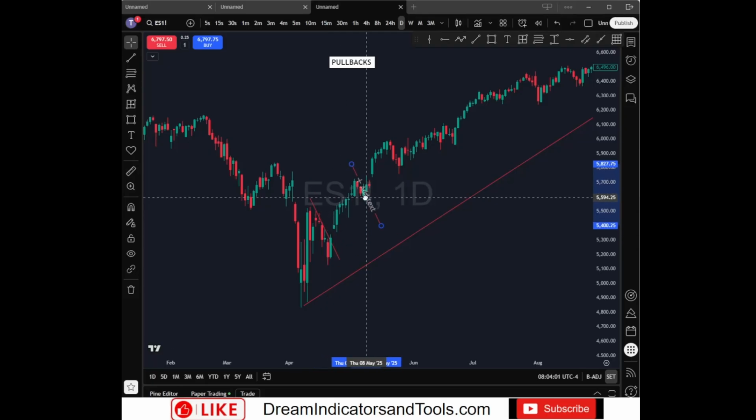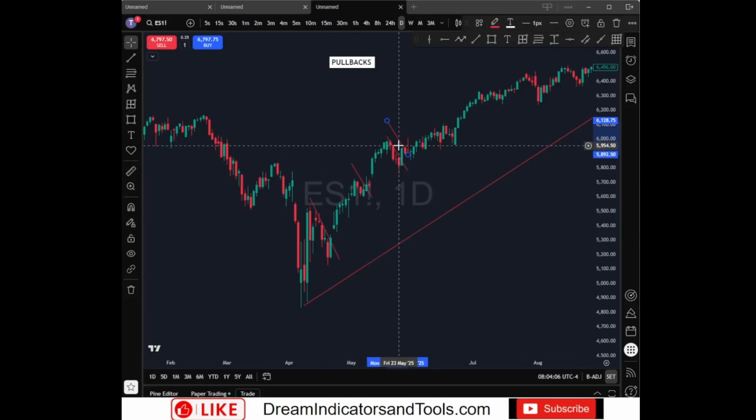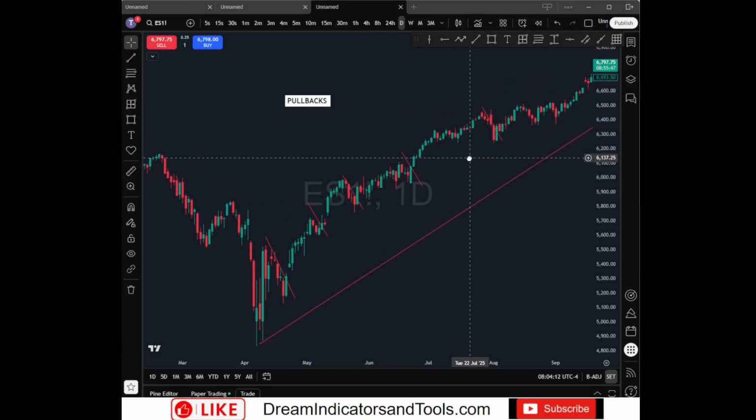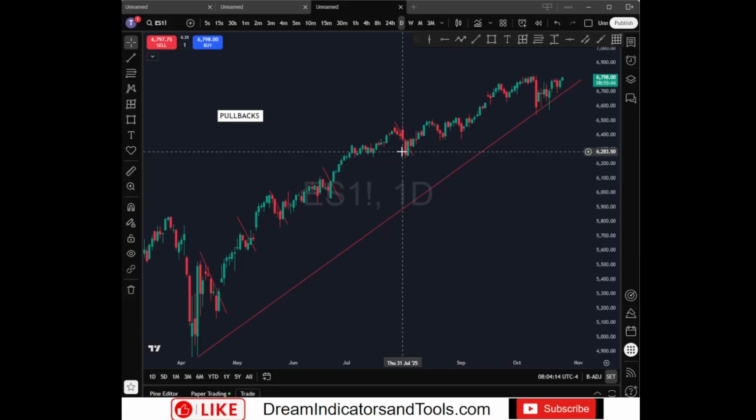Pullbacks happen nonstop. They're always going to happen, and they're actually usually a really good place for people to get into trades. For example, you don't necessarily want to buy at the top of the bull market, but maybe if it allows you to get in on a pullback, maybe we get a better price to get into said long.